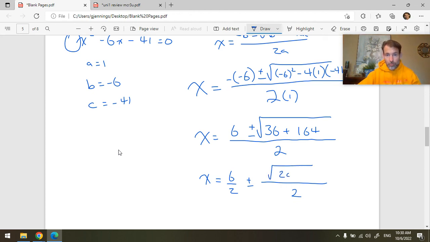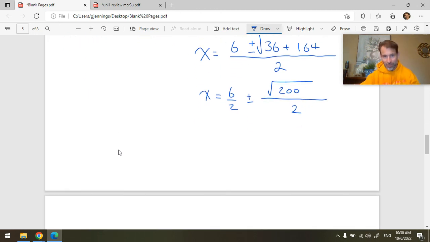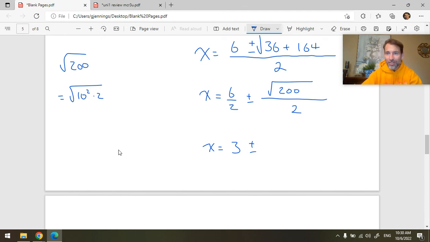Square root of 200. Keep going. X is equal to 3. That's 6 over 2. Plus or minus the square root of 200. Maybe I do some scratch work over here. 10 squared times 2 happens to be 200. I'm not going to do a factor tree. You should be able to look at that and say, 100, that's a square. It's 10 squared. And 2, I take 100 times 2. That gives me this one.